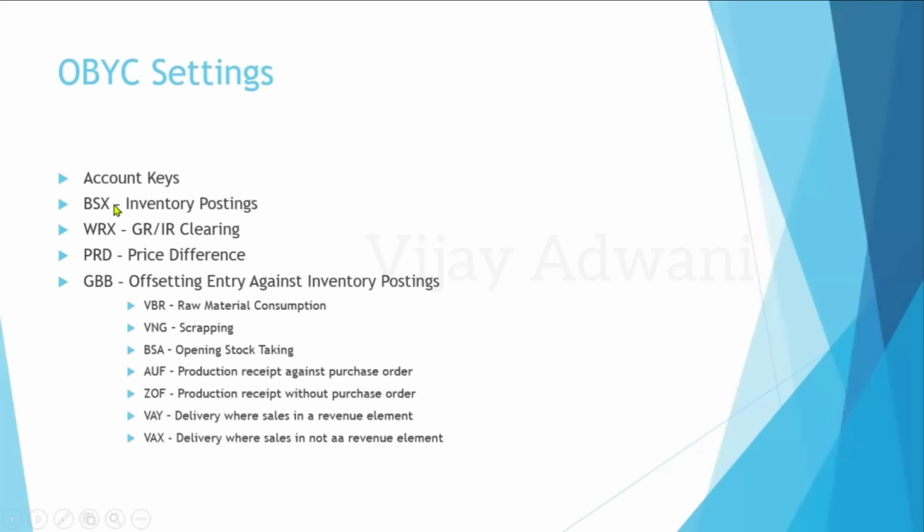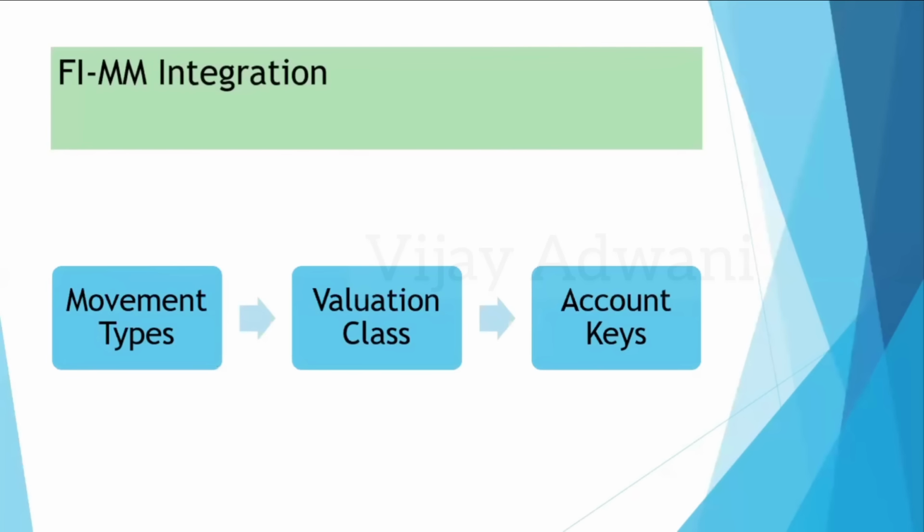Okay, so what happens basically? You saw the movement type in FI-MM integration. The movement type, which we saw earlier, basically triggers the valuation class. The valuation class triggers the account keys, which are then associated with the GL accounts, which helps in the automatic account determination. So OBYC settings are used for automatic account determination. The movement type triggers the valuation class of the raw material, which in turn triggers the account keys, which are associated with the GL accounts, and the postings happen. So this is the flow of OBYC settings.